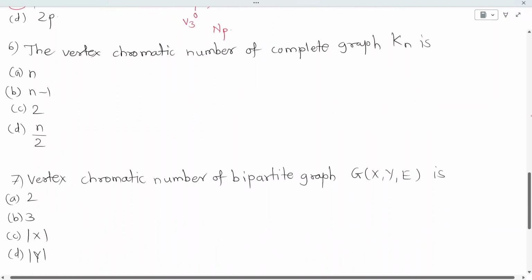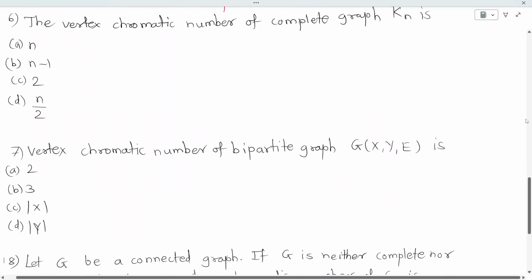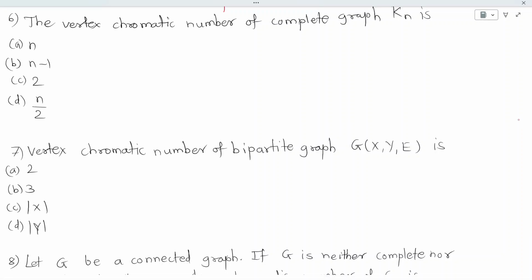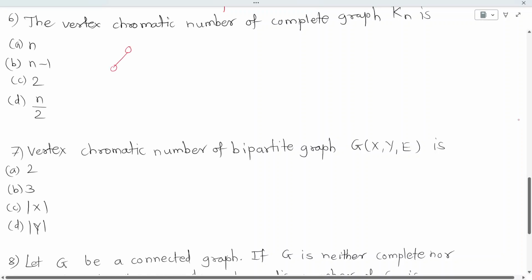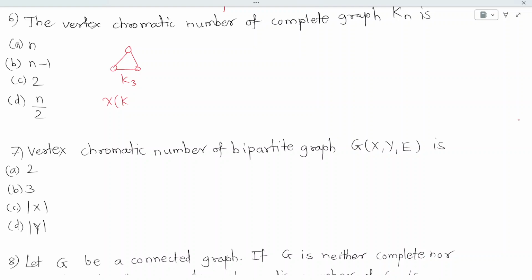Now the next MCQ: the vertex chromatic number of complete graph Kn is. So let us draw K3. This is K3 and we are going to find the chromatic number of K3. I can assign color 1 to this vertex, color 2 to this vertex and color 3 to this vertex. So the chromatic number is 3.